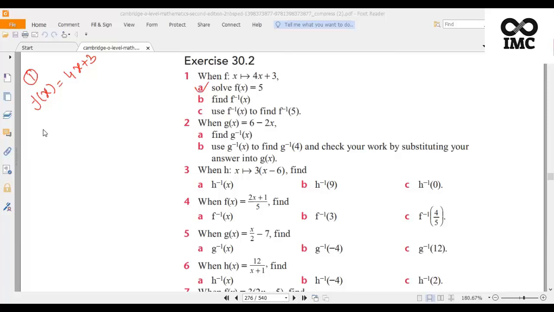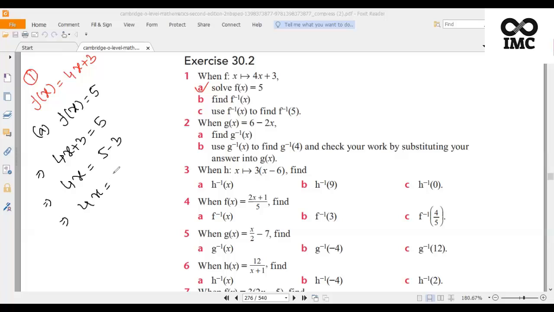So here question number A says we need to solve the value of x when f of x equal to 5. So look, f of x equal to 5, that means we can say 4x plus 3 can be written as 5, or 4x can be written as 5 minus 3, which will be 2, or x can be written as 2 divided by 4 equal to 1 by 2. So this is the first question.